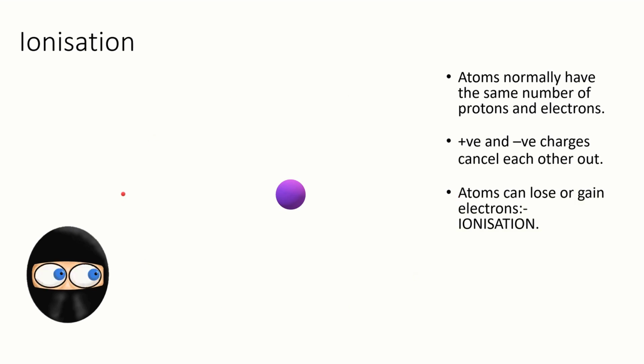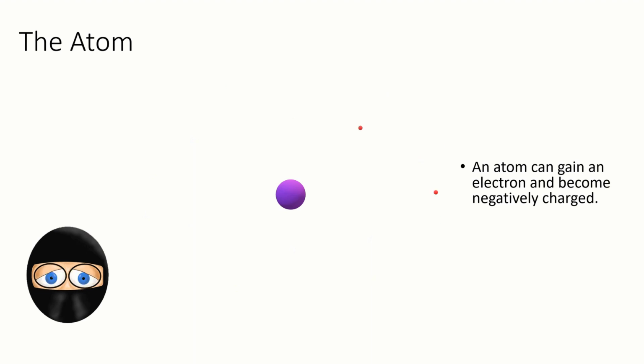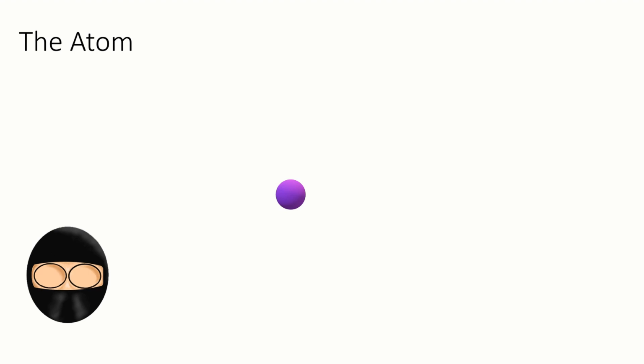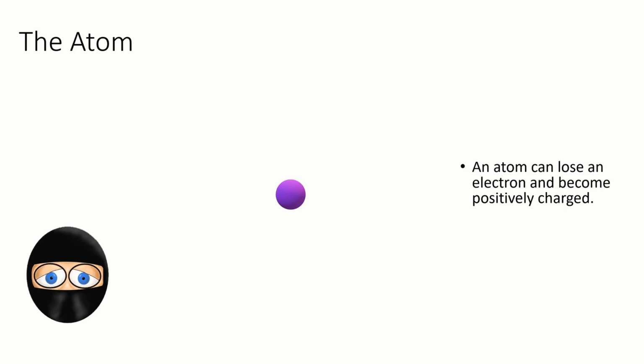The process by which this happens is called ionisation. Atoms don't tend to lose protons because they're too tightly bound up in the nucleus of the atom, so it's only the loss or gain of electrons that we'll be discussing today. If an atom gains an electron, it's now got more negative electrons than positive protons, so it becomes negatively charged. If an atom loses an electron, well, now it's got more positive protons than negative electrons, so it becomes positively charged.